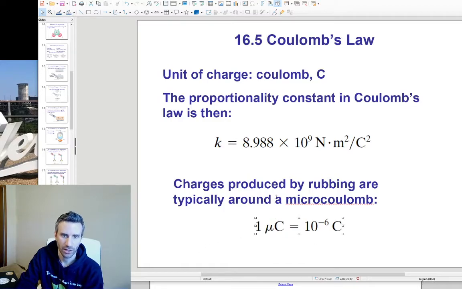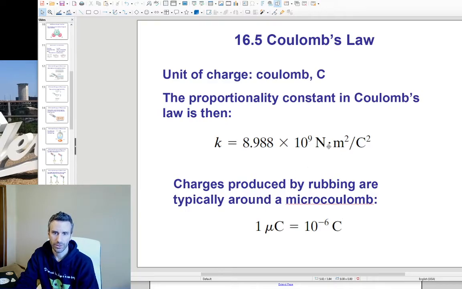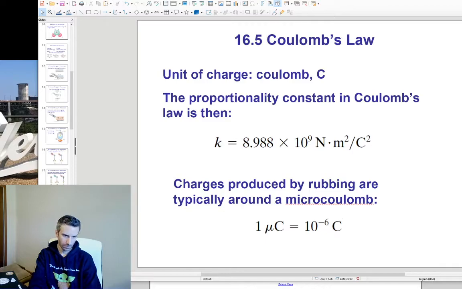So here is that value of K. This is expressing it as 8.988. It rounds off to 9. It's totally fine, just use 9. So it's 9 times 10 to the 9th. Here are the units. It's newtons times meters squared over coulomb squared. And again, I don't really pay too much close attention to it. Microcoulombs times 10 to the negative 6th.